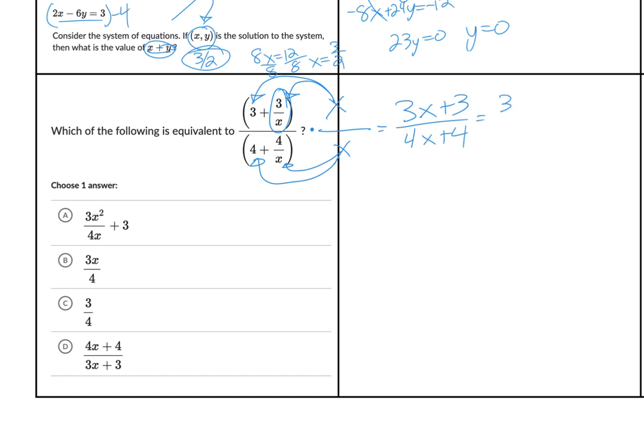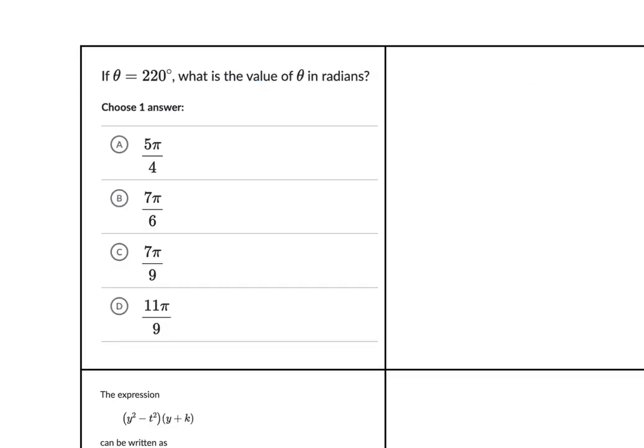Because what happens if I factor out a 3 on top and a 4 on bottom, then the x plus 1's cancel. And I would get 3/4, but we'd say x cannot equal -1.